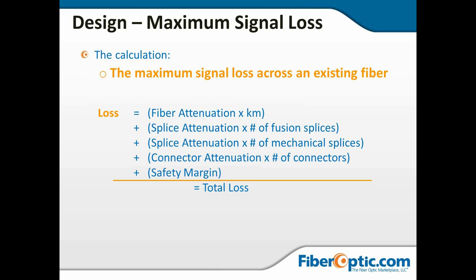Connector attenuation. Are we going to look at ITU standards, which only allows 0.5, or are we going to look at EIA-TIA standards, which allows all the way up to 0.75 dB of loss at a mated pair of connectors? I generally never see connectors that bad, but technically, according to EIA-TIA standards, you could have a 0.75 connector pair still pass the standards. And then you're going to put in whatever safety or operational margin you want to put in.